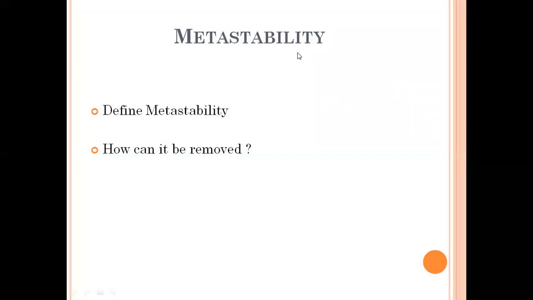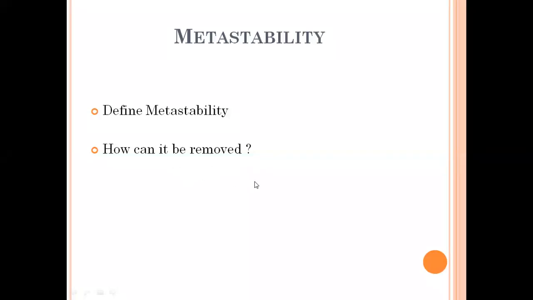So what do you mean by the metastable state? That is the unpredictable state, right? The voltage level that does not correspond to either the value of logic 0 or logic 1. But this unpredictable output we can remove or minimize. Also, we can reduce it.